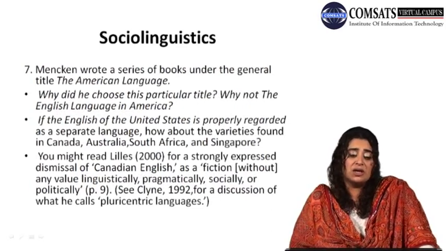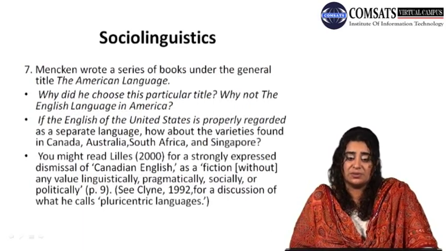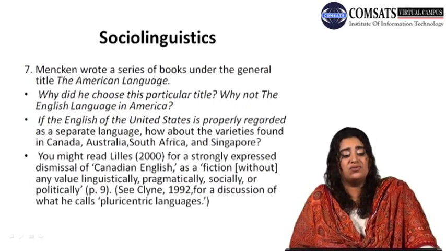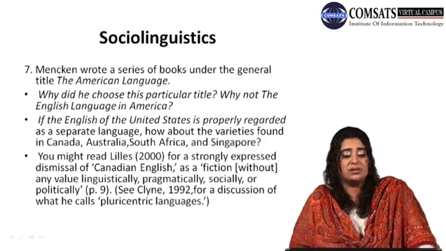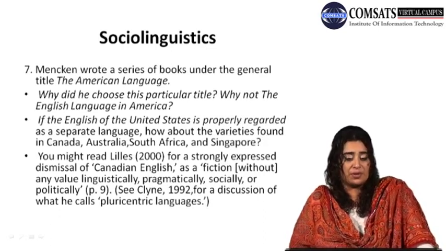Mencken wrote a series of books under the general title The American Language. Why did he choose this particular title? Why not the English language in America? If the English of the United States is properly regarded as a separate language, how about the varieties found in Canada, Australia, South Africa, and Singapore?